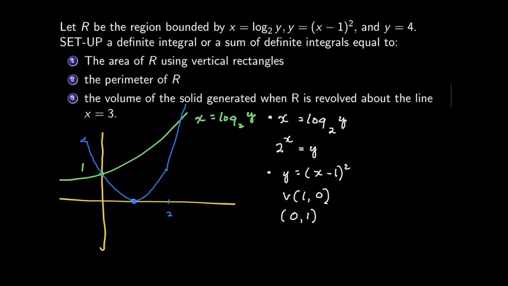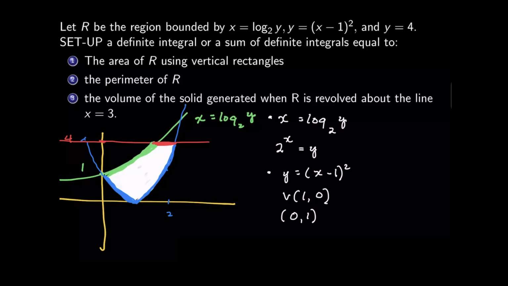And then we also have y = 4. There's something here that is just a horizontal line. This will now be the region. Okay, so first let us find the area of R using vertical rectangles.